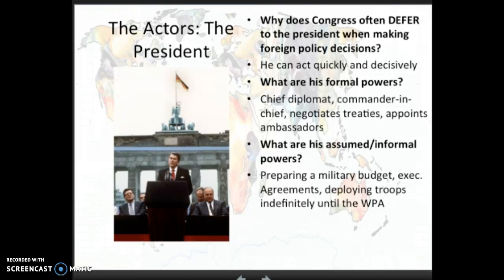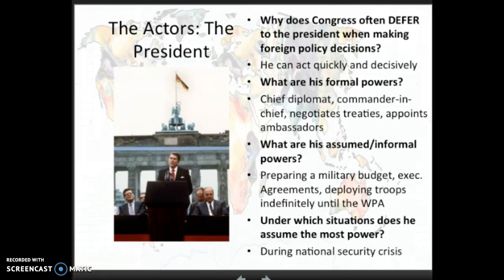Now, he can deploy troops indefinitely until the War Powers Act, and then again, the War Powers Act, Congress checked that power by saying he can only deploy troops for 60 days. He has to notify Congress, and then if he wants to keep them longer than 60 days, he has to either get an extension from Congress or a declaration of war, which is what Congress does.